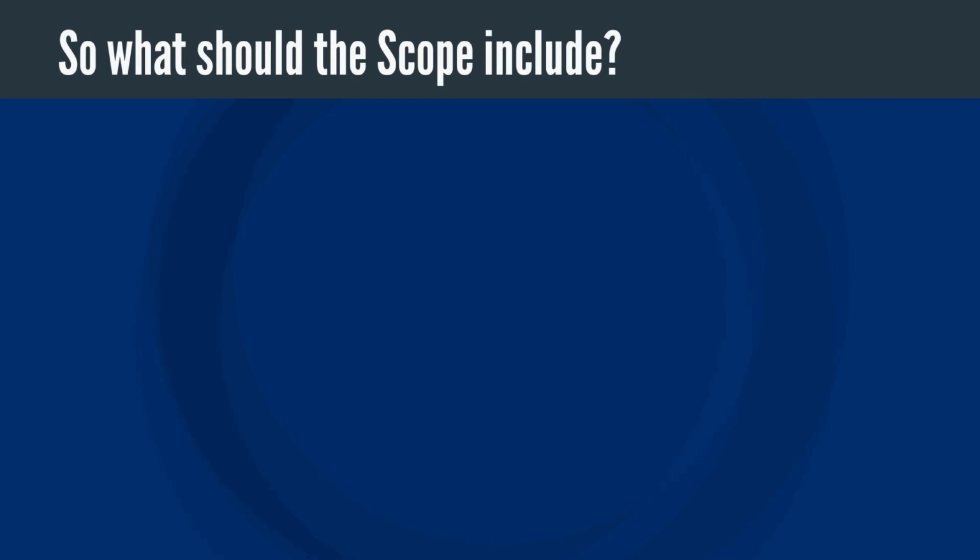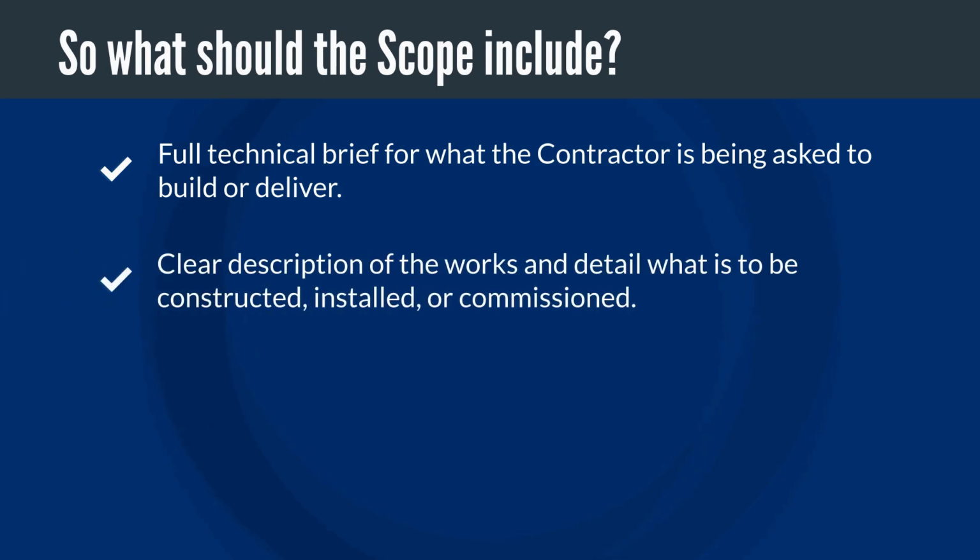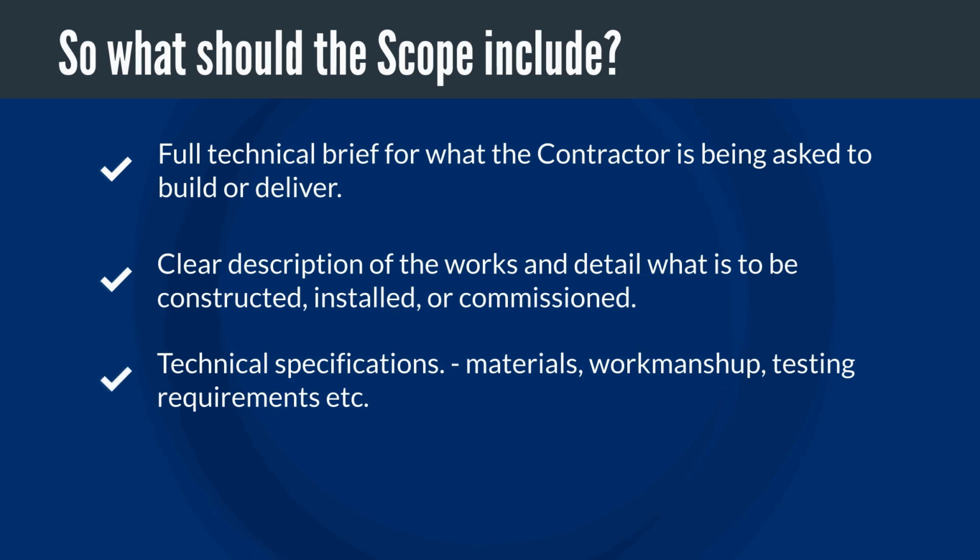So what should the scope contain? Think of it as the full technical brief for what the contractor is being asked to build or deliver. It needs to contain a clear description of the works and detail what is being constructed, installed, or commissioned. That could be anything from a building, a pipeline, or a stadium. It should include the technical specifications. These are the standards the work must meet: materials, workmanship, testing requirements, performance criteria. Without these, the contractor has no benchmark to work to.